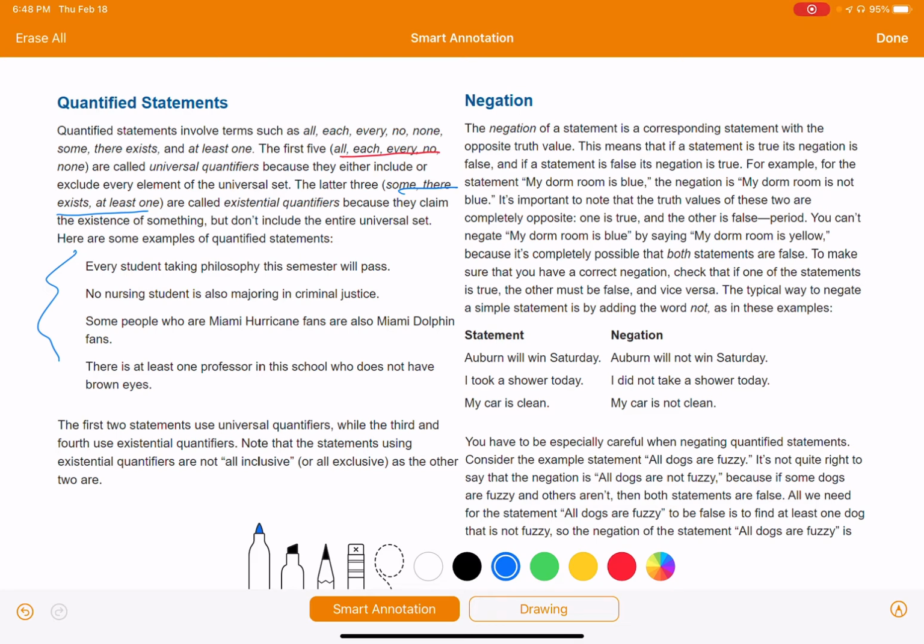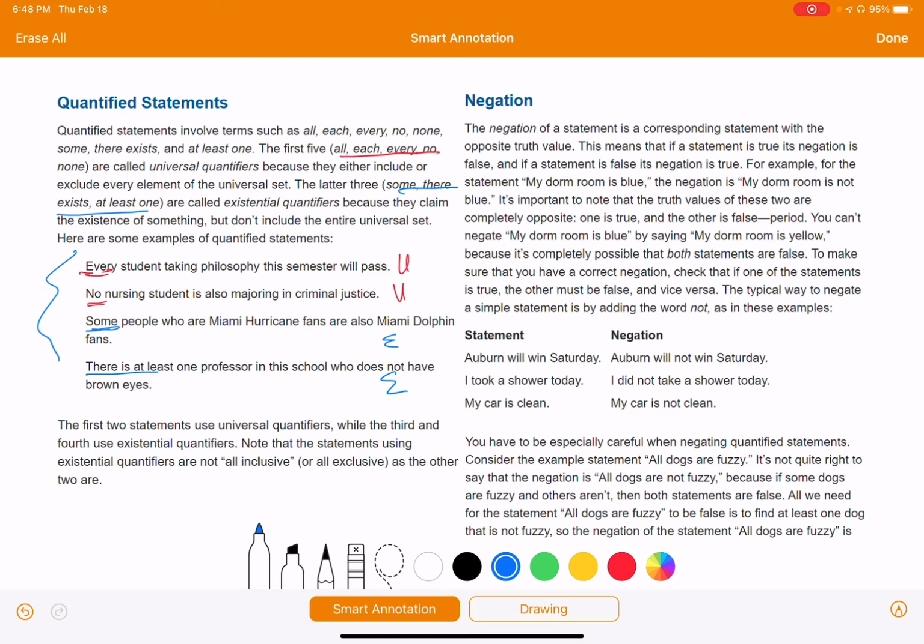I see the word every. So every is going to make me think universal. I see no, that's also universal. I see some, that is existential. And then there's at least one, which is also existential.